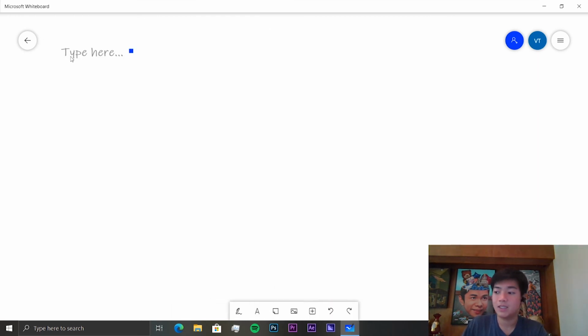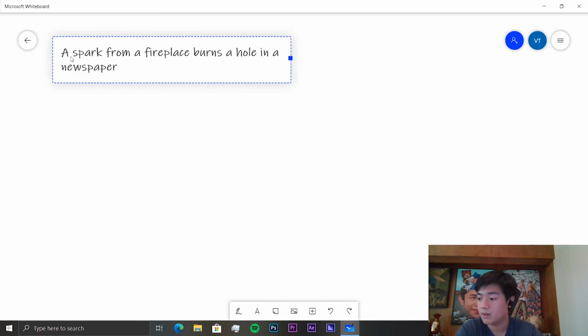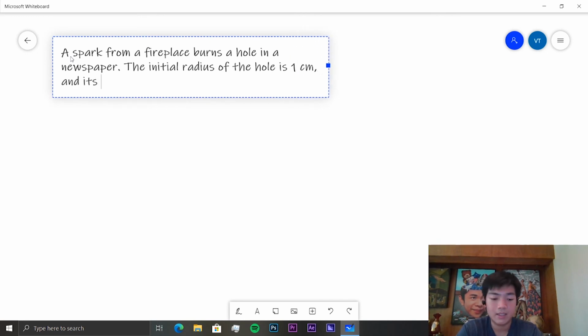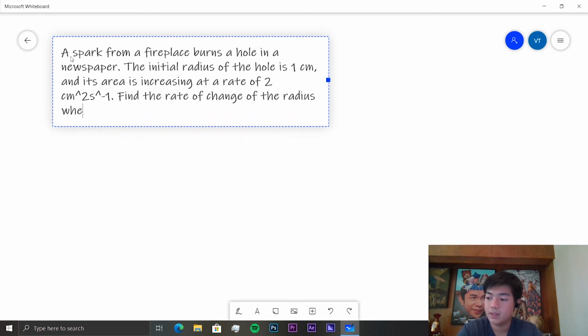And the last question is, a spark from a fireplace burns a hole in a newspaper. The initial radius of the hole is 1 centimeter and its area is increasing at a rate of 2 centimeters squared per second. Find the rate of change of the radius when the radius is 5 centimeters.